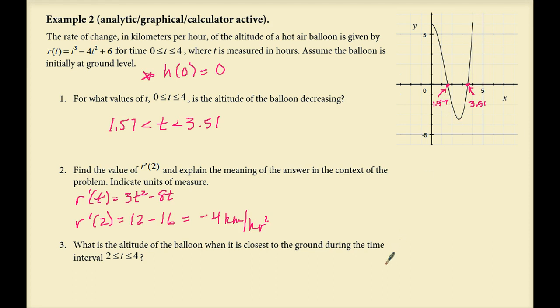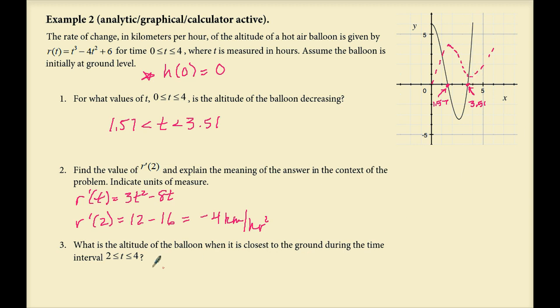What is the altitude of the balloon when it is closest to the ground during time interval 2 less than or equal to t less than or equal to 4? Well, let's imagine what the altitude of the balloon is doing. These positive values mean that it's increasing. It continues to increase until it gets to hour 1.57, and then it begins to decrease. Continues to decrease until it gets to hour 3.51, and then begins to increase again. So this is where it's closest to the ground.